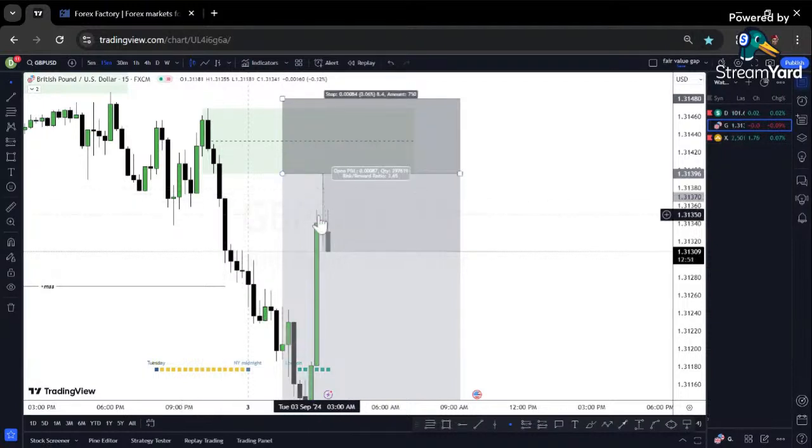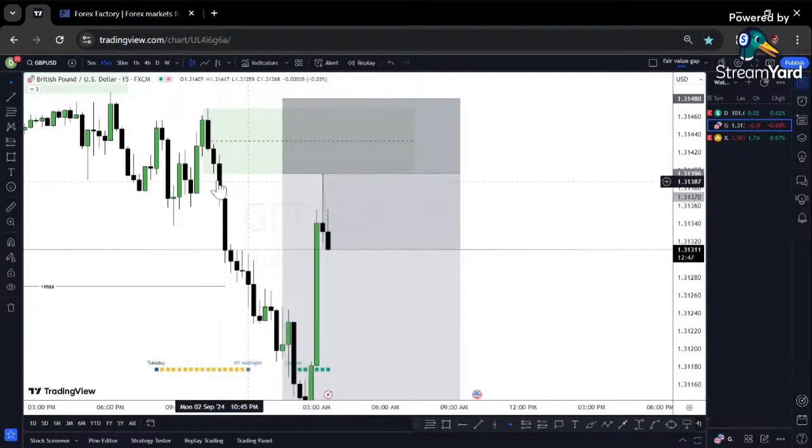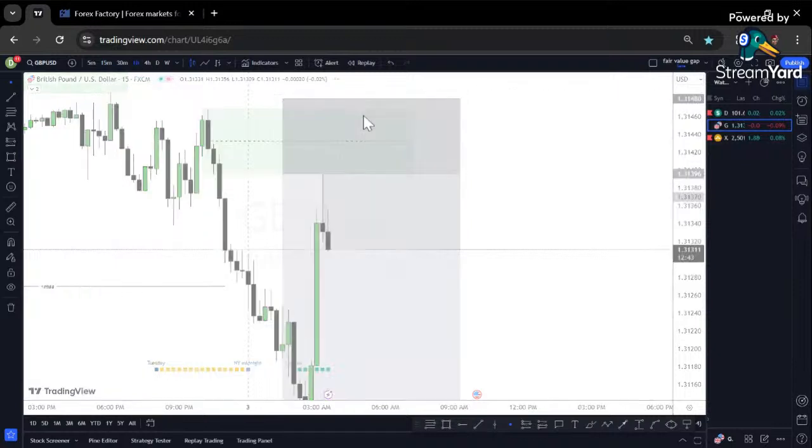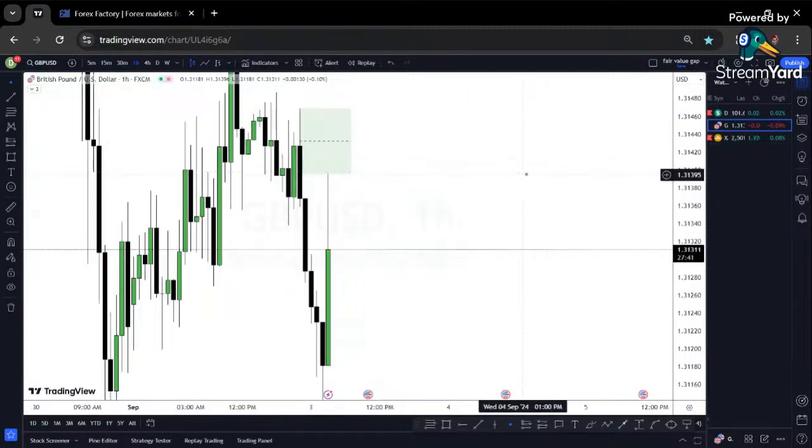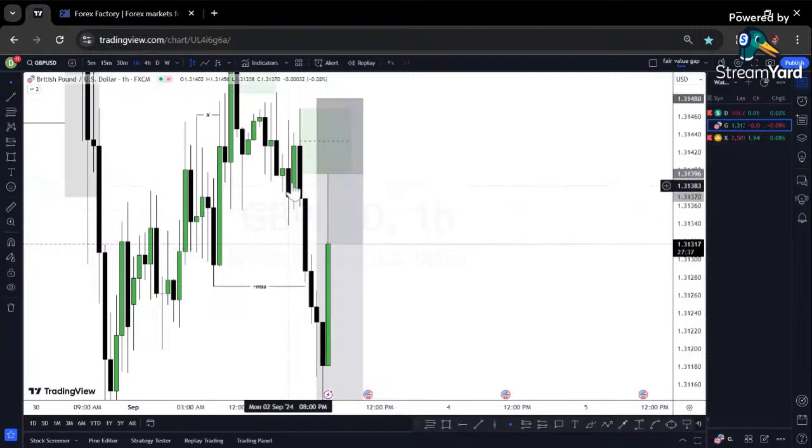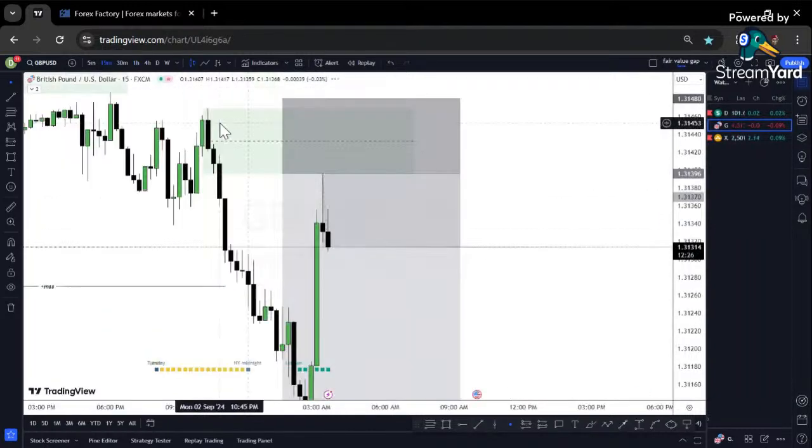But then you see that this pin bar, which is a reversal candle, respected this fair value gap. And also what I told you guys on H1, you see another fair value gap and then this other block. So this is what the market is respecting right now. So let's see how this plays out.